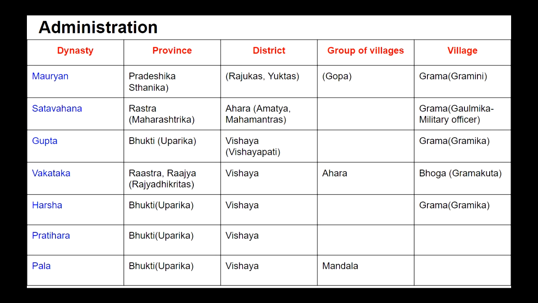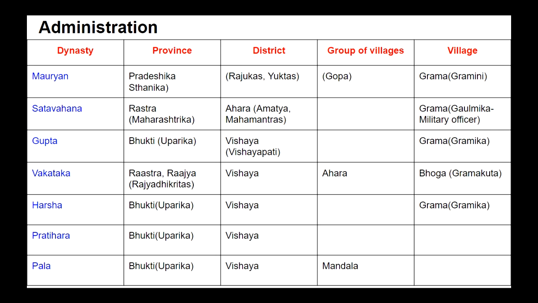Then Gupta time period. Provinces were known as Bhukti. Bhukti was controlled by Uparika. Then at district level, the district was known as Visay. Visay was under the control of Visaypati. Then Gram was under the control of Gramika.